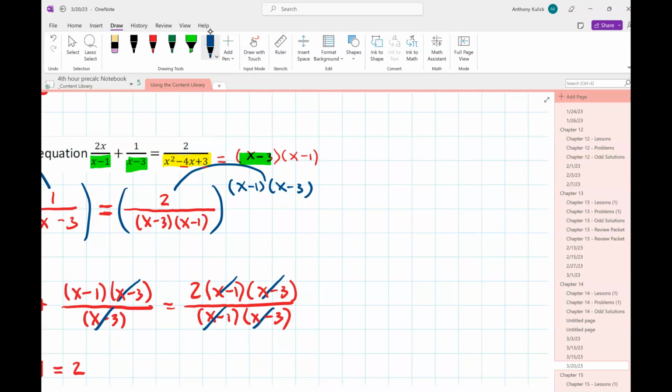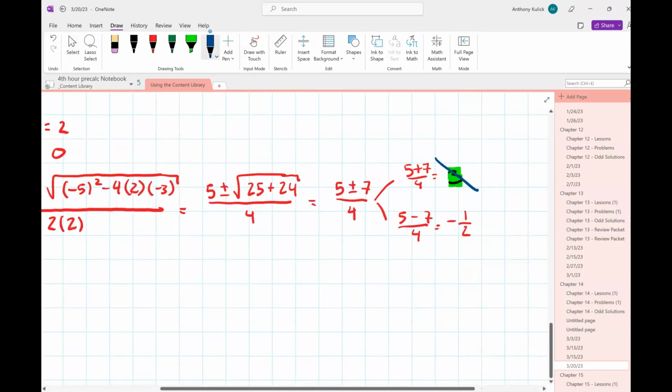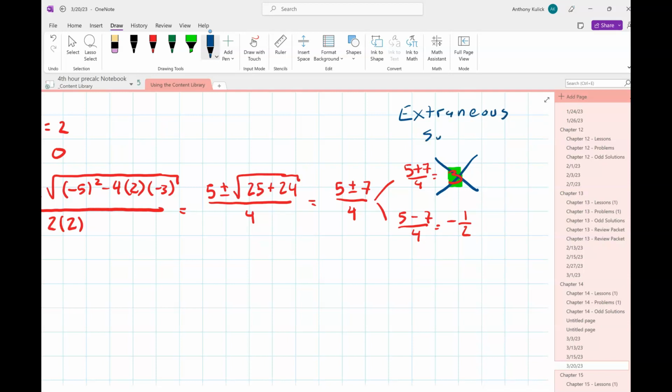So what does that tell us? That solution of 3 does not work. We have a phrase to describe this sort of situation. We call that an extraneous solution.